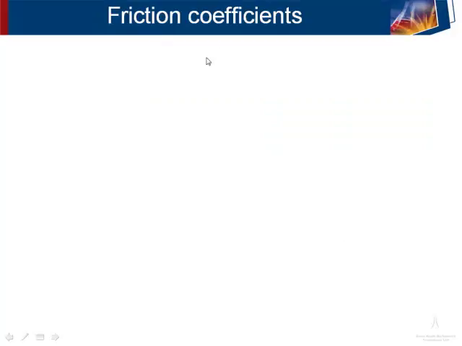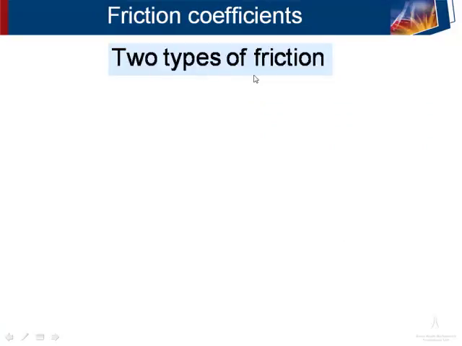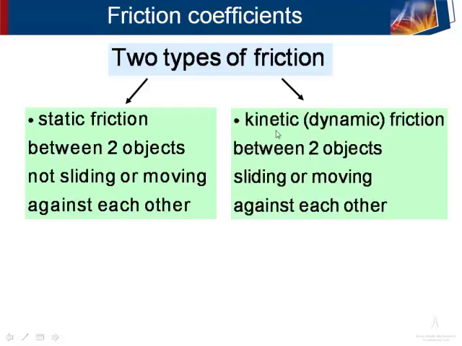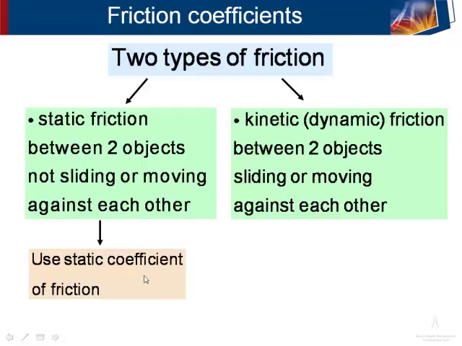Friction coefficients. There are two types of friction. Firstly, we get static friction between two objects not sliding or moving against each other. Then we get kinetic or dynamic friction between two objects that are sliding or moving against each other. For static friction, we use a static coefficient of friction represented by the following symbol with a subscript S for static.